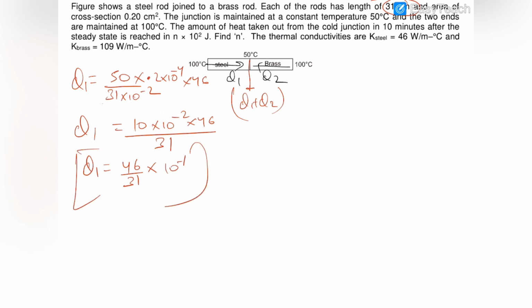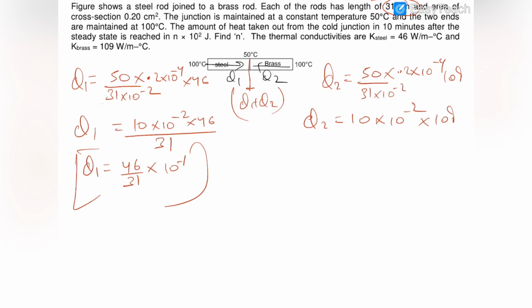Now the value of Q2 will be equal to, the temperature difference is 50 and length is 31 into 10 raised to power minus 2, area is 0.2 into 10 raised to power minus 4, and K of brass is 109. So you can see that Q2 will be equal to 10 into 10 raised to power minus 2 into 109 divided by 31. So Q2 will be equal to 109 by 31 into 10 raised to power minus 1.